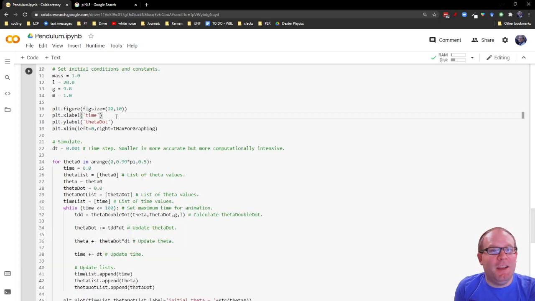Let's jump ahead in time a little bit. It took me a few minutes to find a couple of mistakes I made. First, and most importantly, I forgot to reset theta dot to 0 at the beginning of each of these experiments.